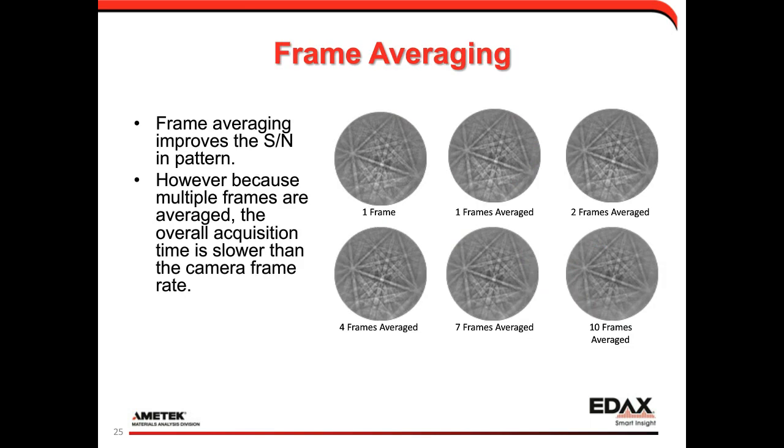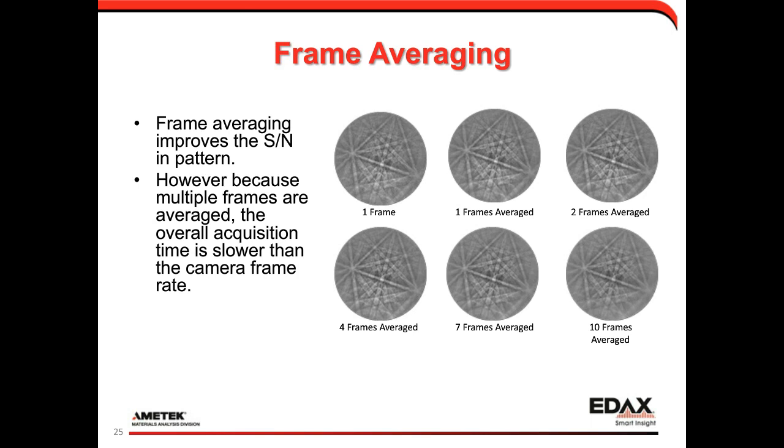So one of the ways you can also do this is what we call frame averaging. Now, the reason I'm showing this will become apparent in a minute. With frame averaging, I can improve my signal to noise, but I'm going to start killing my total time spent, because I'm looking at taking multiple exposures at multiple spots.